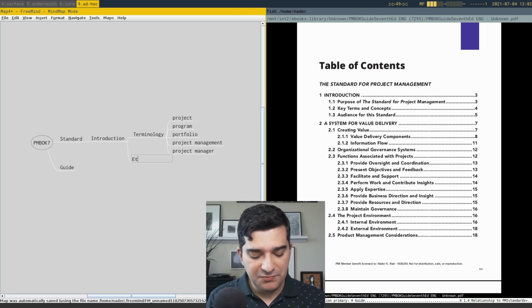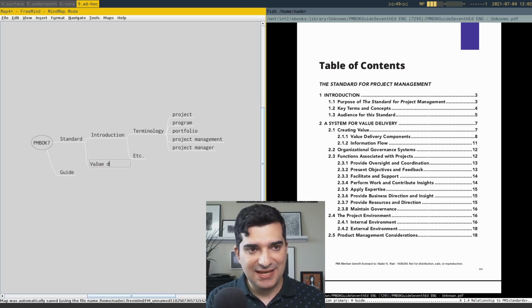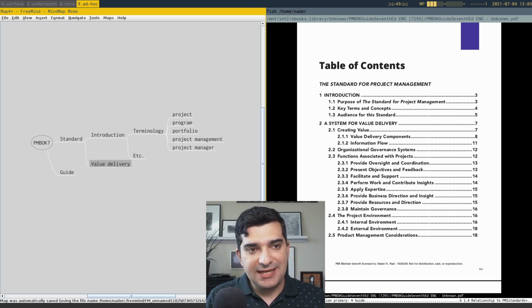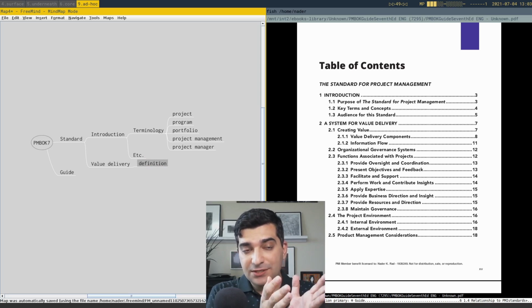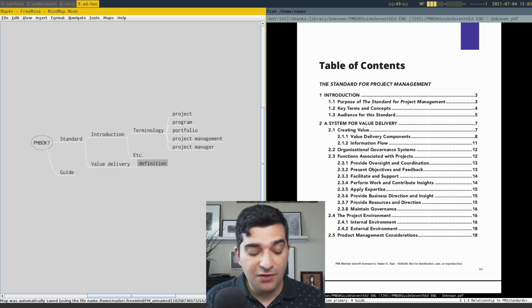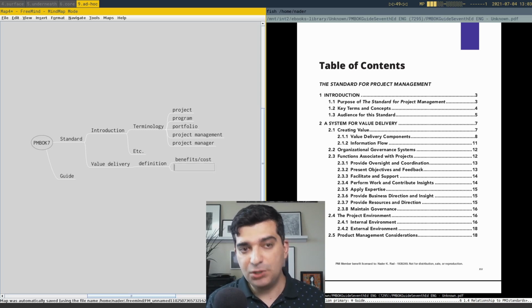So there are other things in the introduction as well, but they are not super sensitive. So let's go to the next one, which is value delivery. We have this new chapter here because we talk a lot about value in this edition of the PMBOK guide, and we need to have a simple definition of value. Although we didn't give one definition, we gave an idea of different types of definition. For example, a very well-formed definition for value is the benefits to cost ratio, but there are others as well.